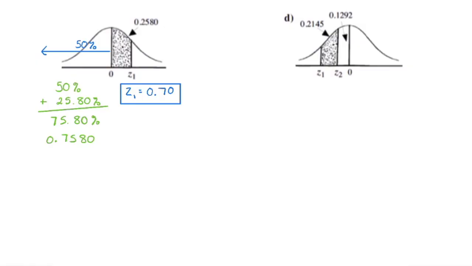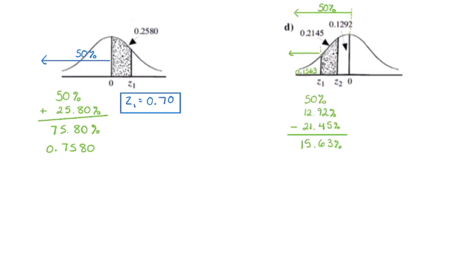And in our final one, we have to find two z-scores, z-score 1 and z-score 2. We know that there's 21.45% of our data in this shaded region. We also know that in this blank region, we have 12.92% of the data, and 0 is where the mean is. So that also tells us we have 50% of the data to the left of that. I want you to think about how you could go about getting those two z-score values. Pause the video and try to work that one out.